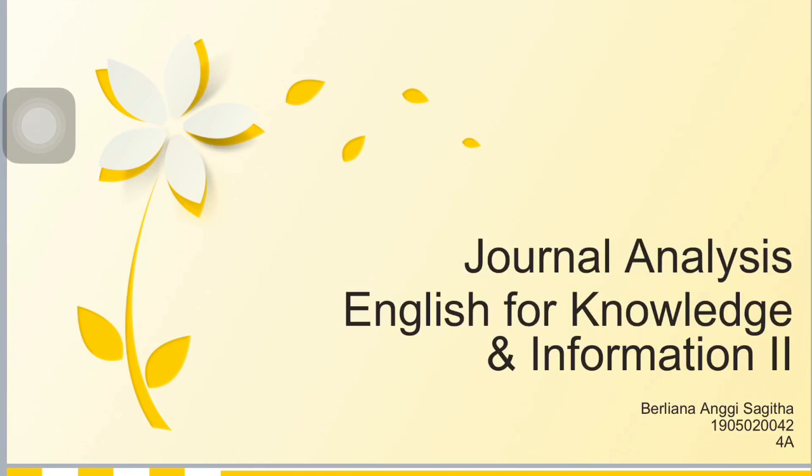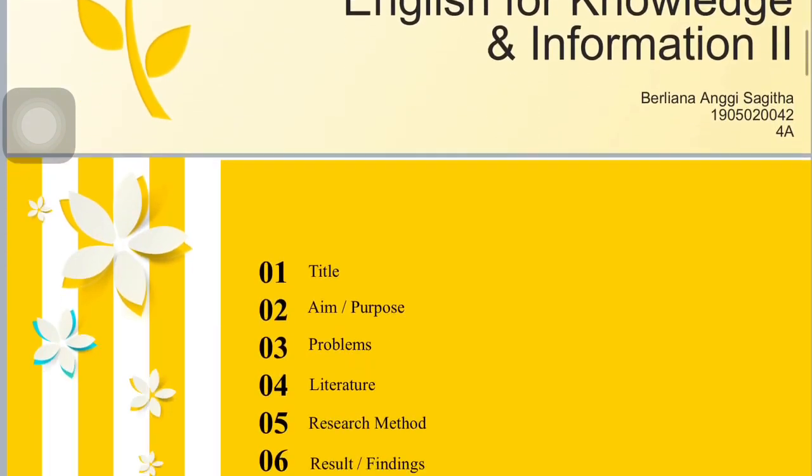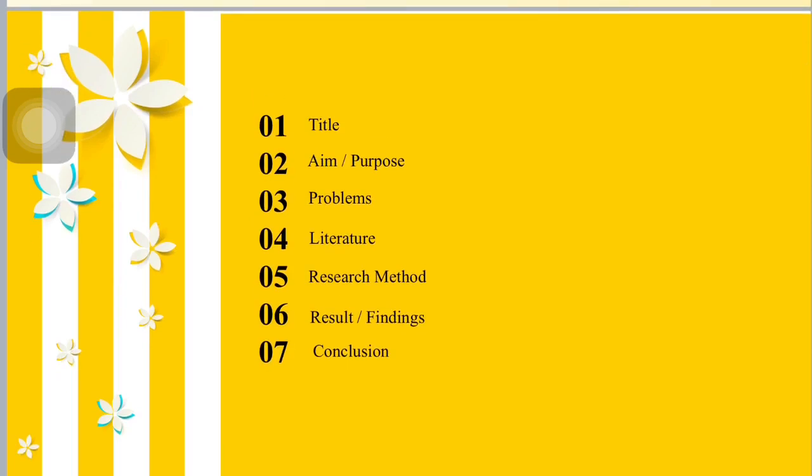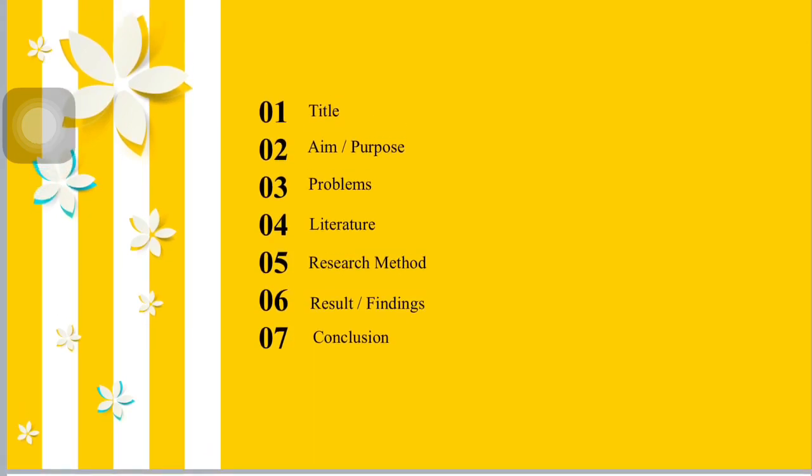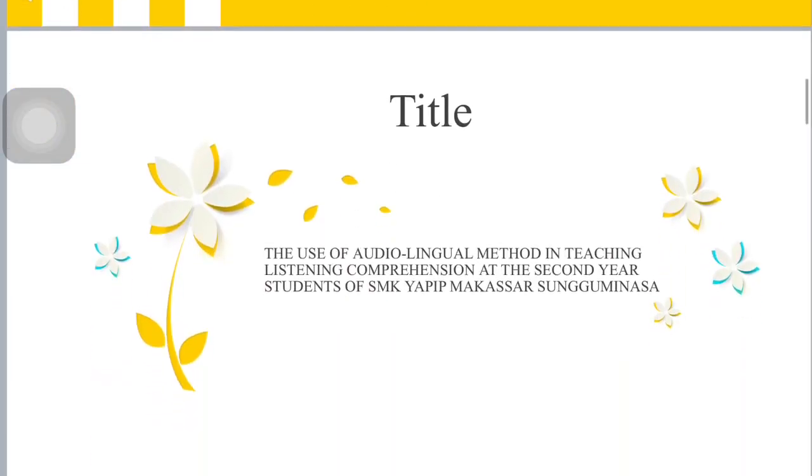My name is Berlin, and in this PPT, I will present a journal analysis for the course English for Knowledge and Information too. So, these are the points that I will present in this slide. The first point is the title, second is aim or purpose, third is problem, fourth is literature, fifth is research method, sixth is results or findings, and the last is conclusion.